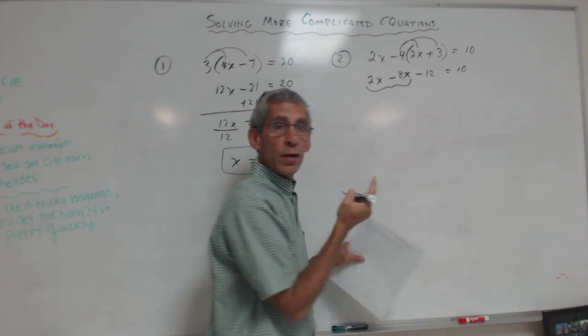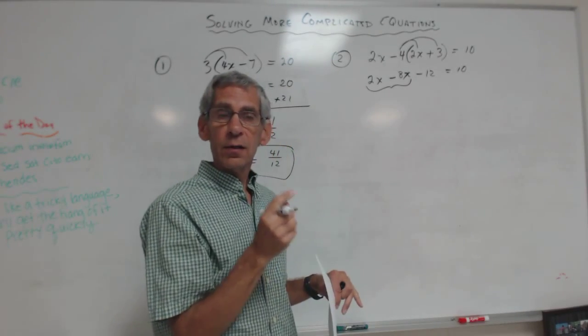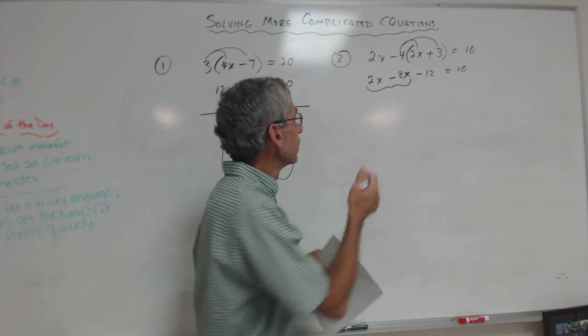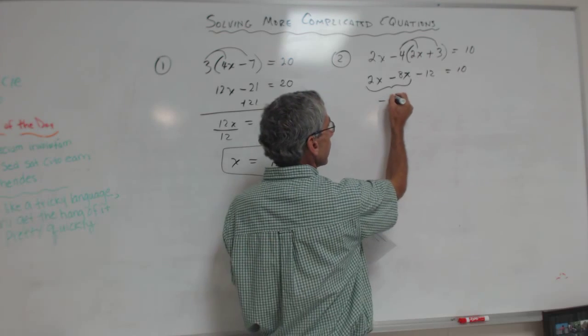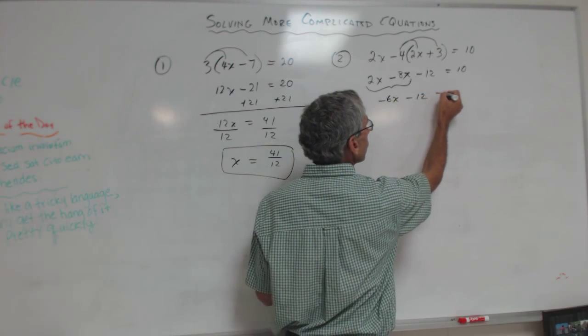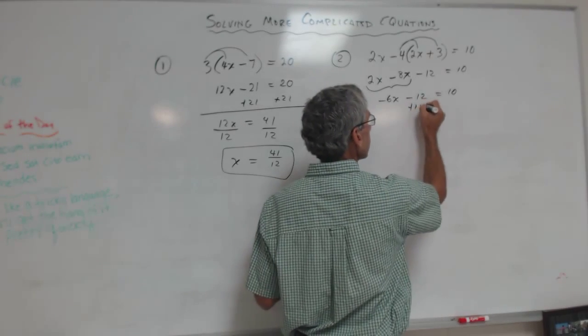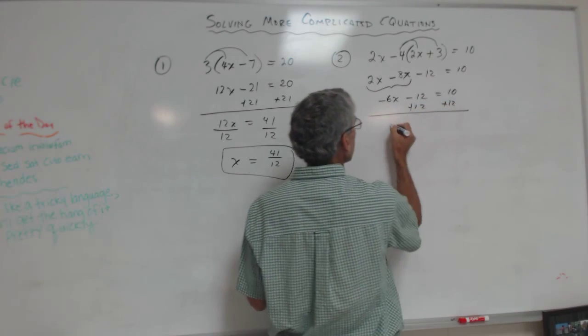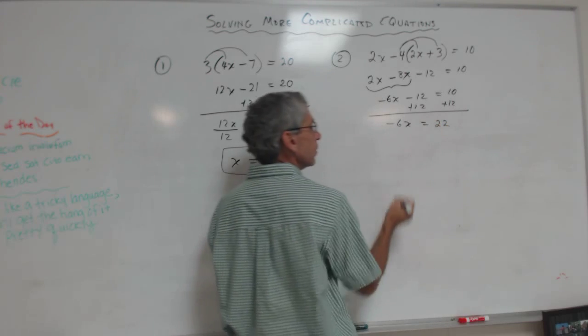Because that's like 2 apples minus 8 apples, right? Because they both have the x in there, right? So I can combine those. What is that going to be? Negative 6x minus 12 equals 10. Now what would I do? Plus 12, plus 12. So I've got negative 6x is equal to 22.